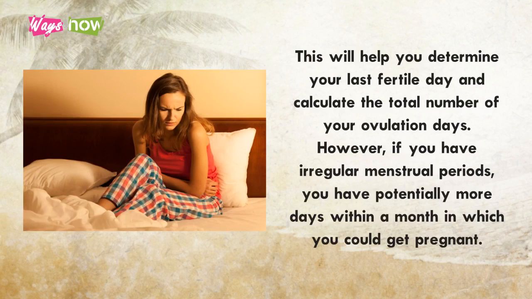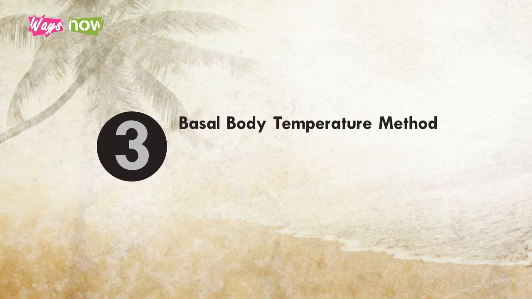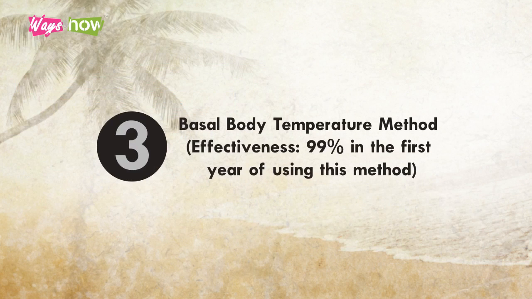However, if you have irregular menstrual periods, you have potentially more days within a month in which you could get pregnant. 3. Basal Body Temperature Method. Effectiveness 99% in the first year of using this method.